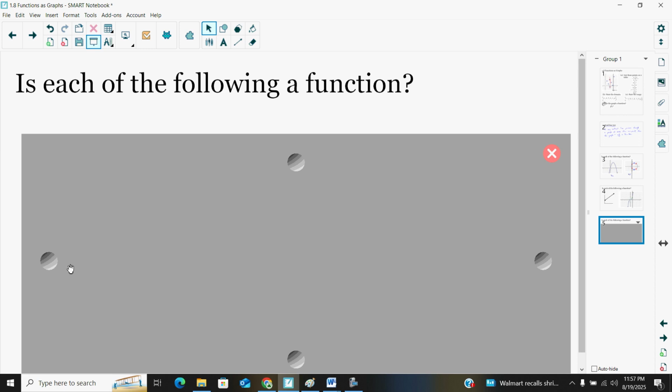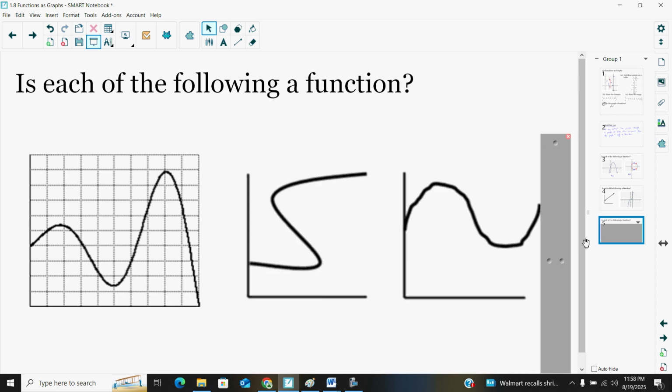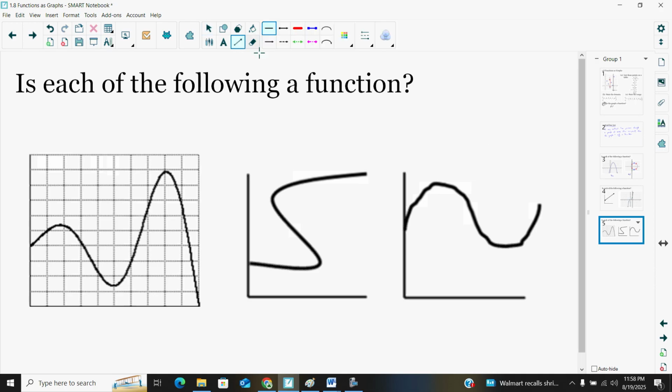Let's think through a couple more. Got 3 here. I want you to make a decision on each of those. Is it a function or is it not a function? Pause the video, think about it for a couple minutes, restart for answers.